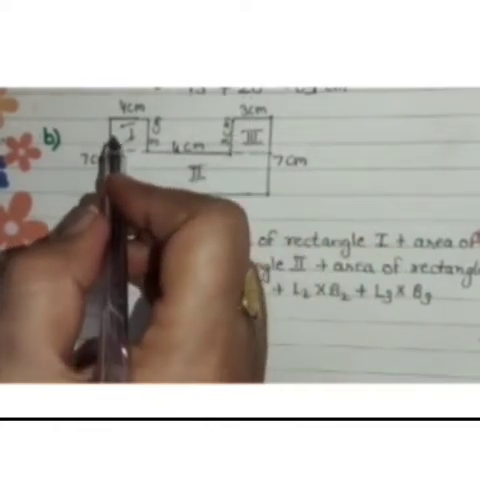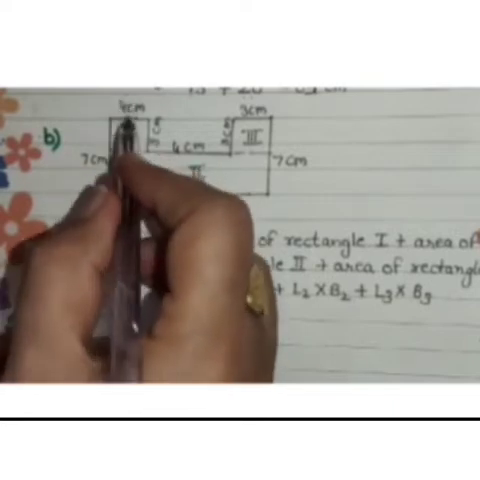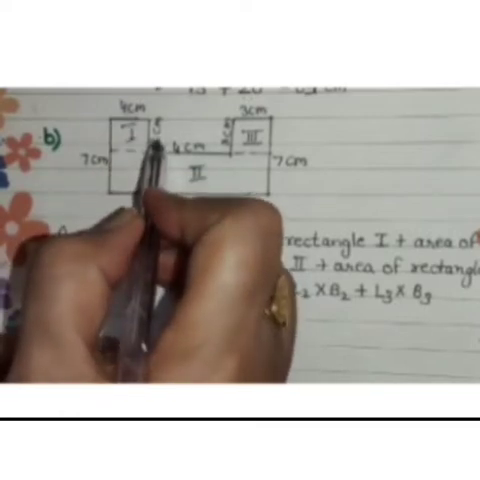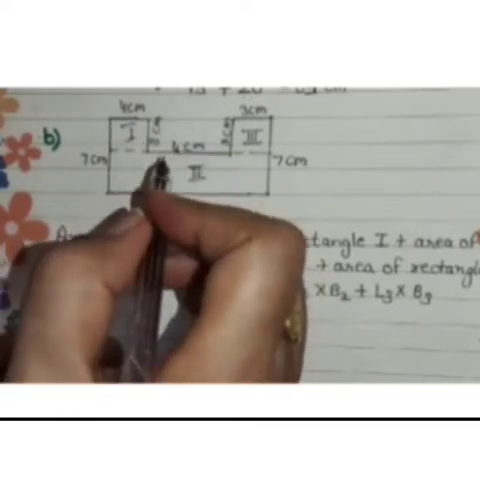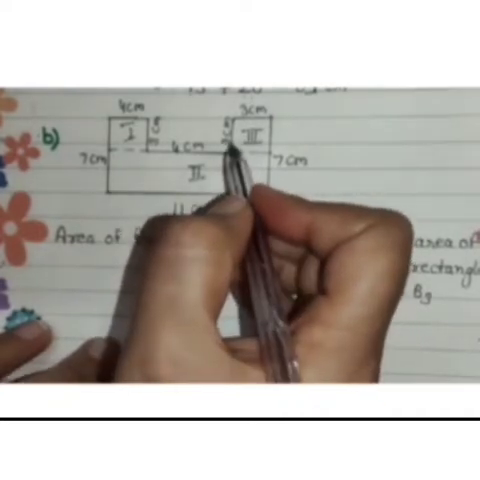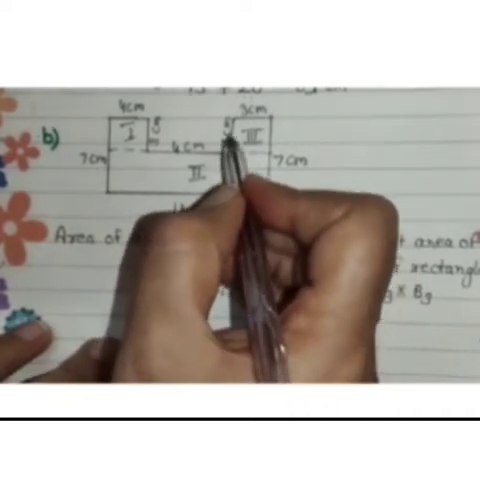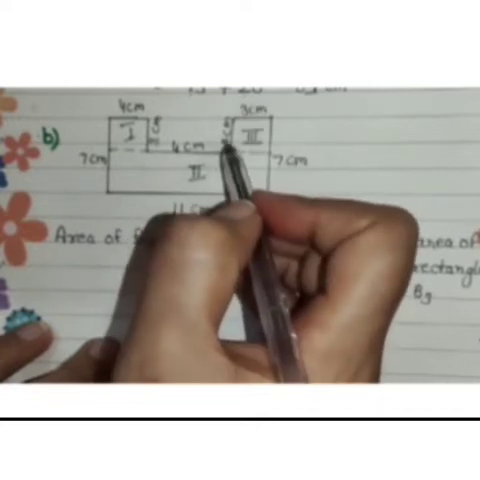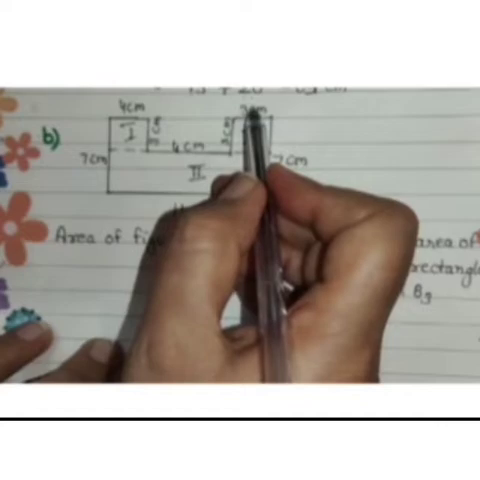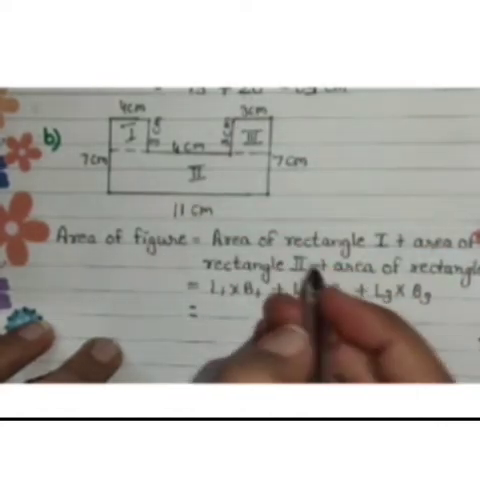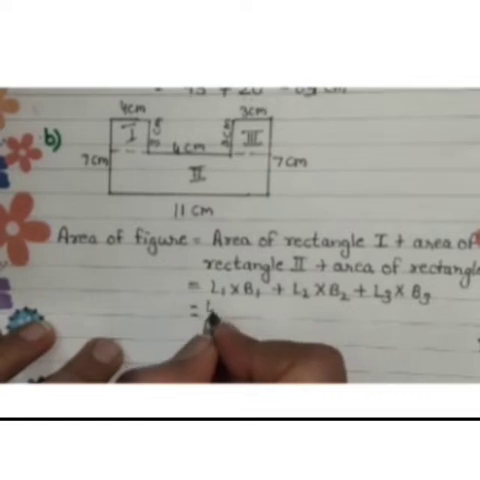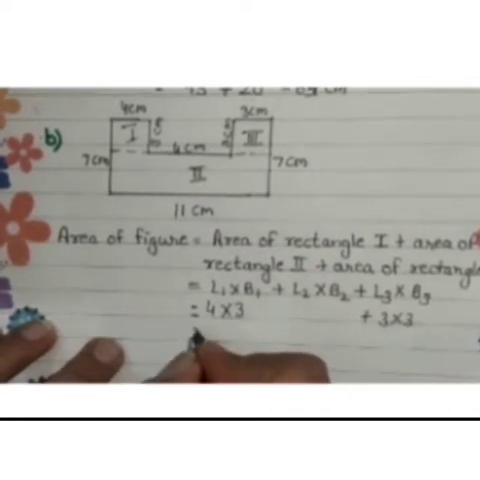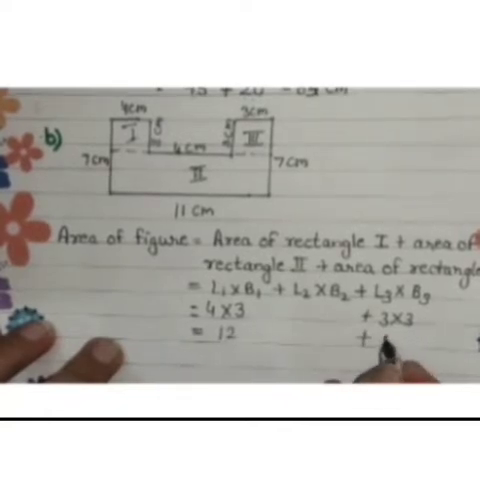Now, if we suppose L1 is the length of first rectangle and B1 is the breadth of first rectangle, then on multiplying 4 by 3, we get the area of first rectangle. Similarly, on multiplying the L3 and B3, means length of third rectangle and breadth of third rectangle, that is 3 and 3. On multiplying 3 by 3, 9 centimeter square will be the area of third rectangle. So area of first rectangle will be 4 multiply 3 and area of third rectangle is 3 multiply 3. 4 multiply 3 is 12. 3 multiply 3 is 9.